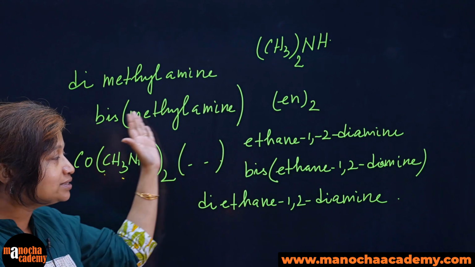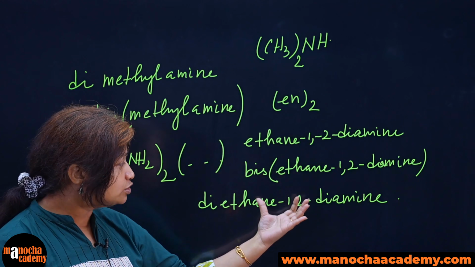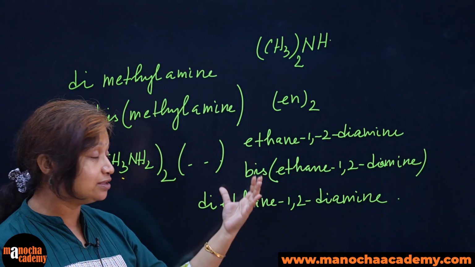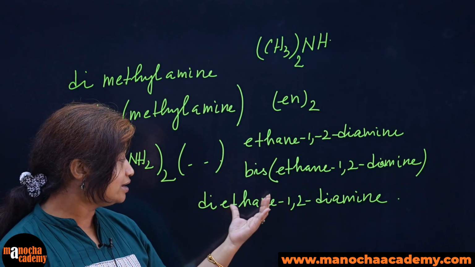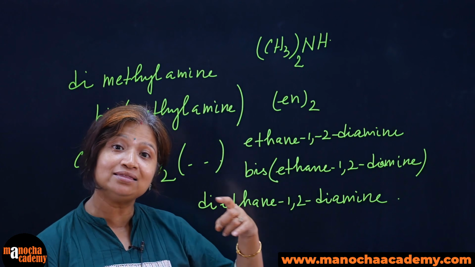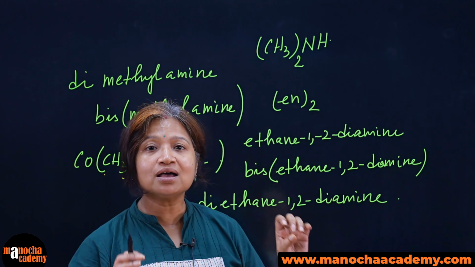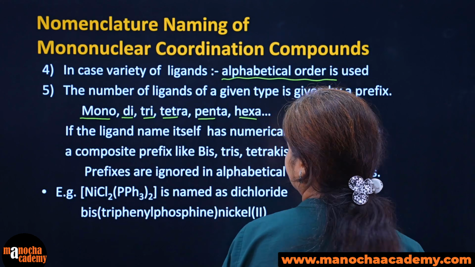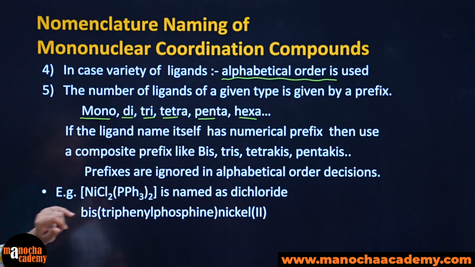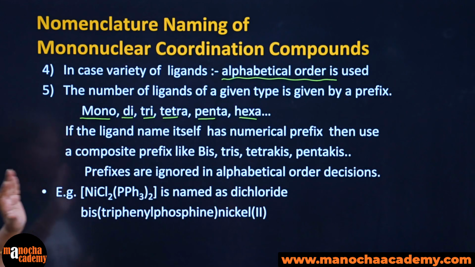So to follow the same protocol, here also we don't write diethane 1,2-diamine, or diethylamine, which is also different. So we write the word bis. So when the ligand name is a bit complicated, then we use the terms bis, tris, like that. Okay, so this is done. Now we have examples. Look at the first one.